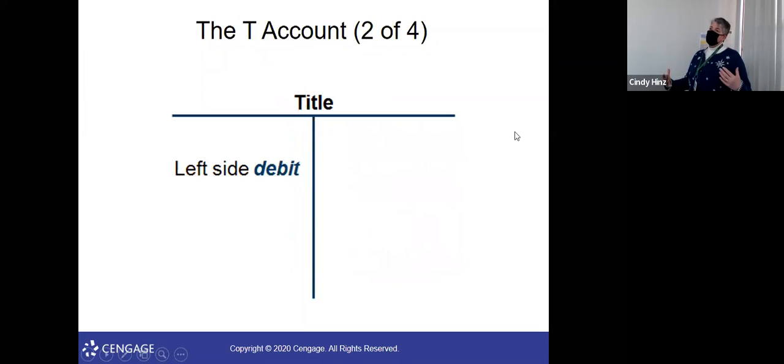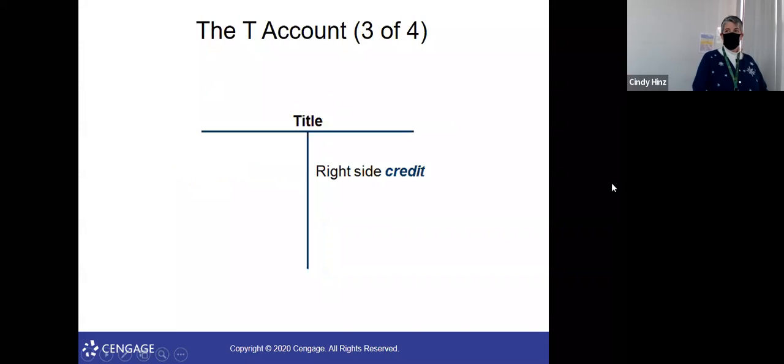And then underneath the T, we have a left side and we have a right side. Do not ask me why in accounting we do not just call them the left side and the right side, but we don't. Instead, we refer to them as the debit side and the credit side.